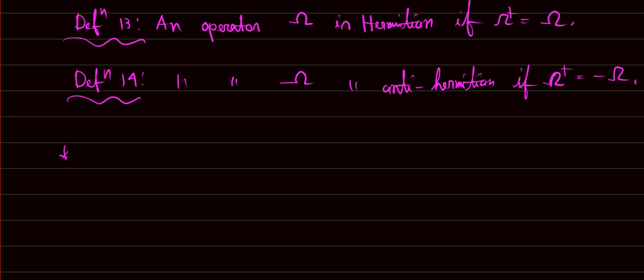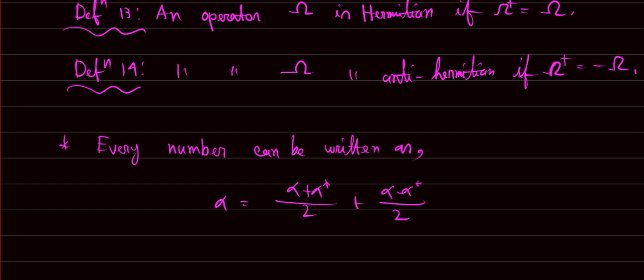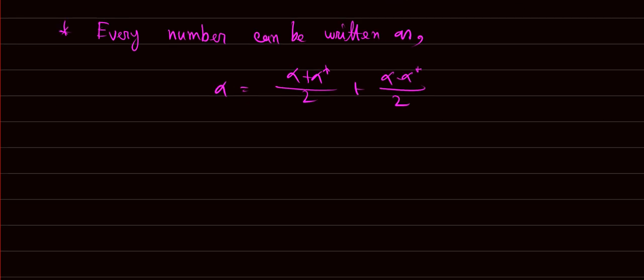And every complex number, we know every number can be written as alpha equal to alpha plus, right? Every complex number can be written like this. Similarly, for operators, every operator can be written like this.